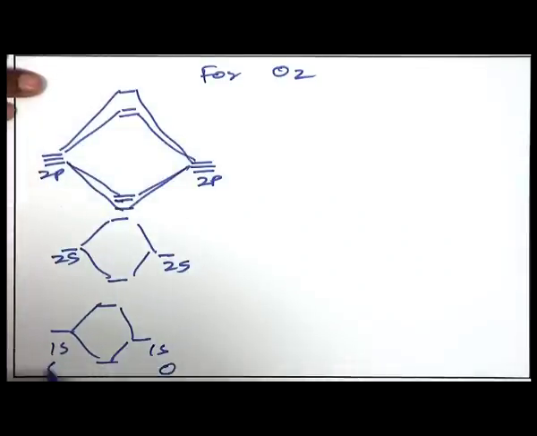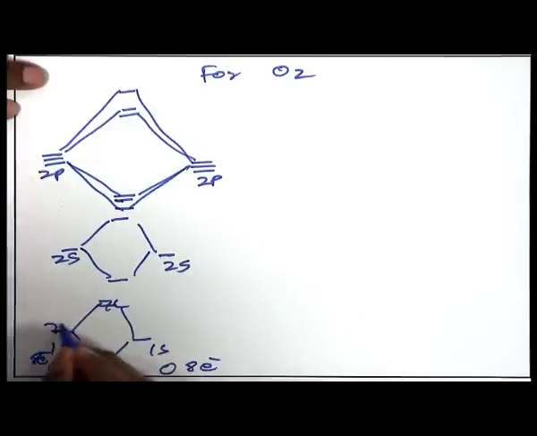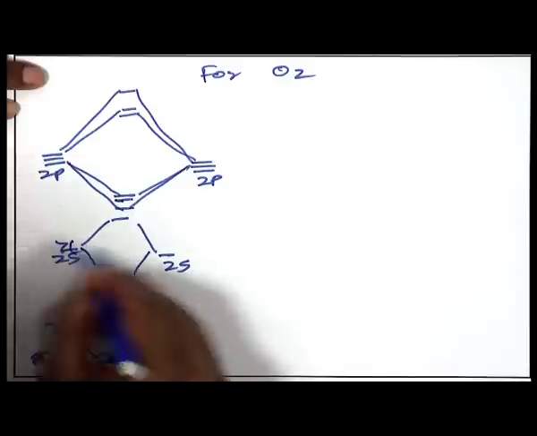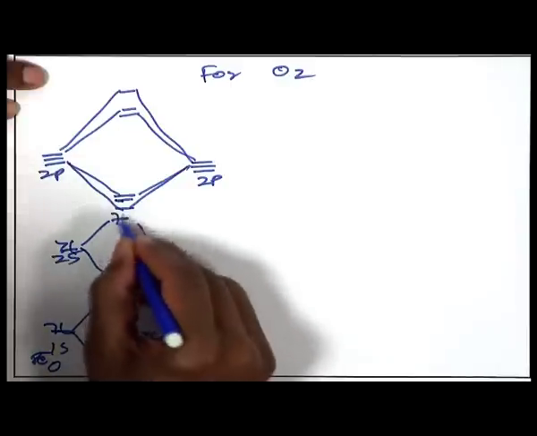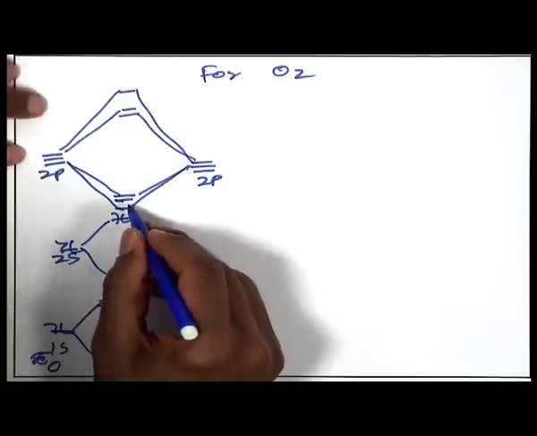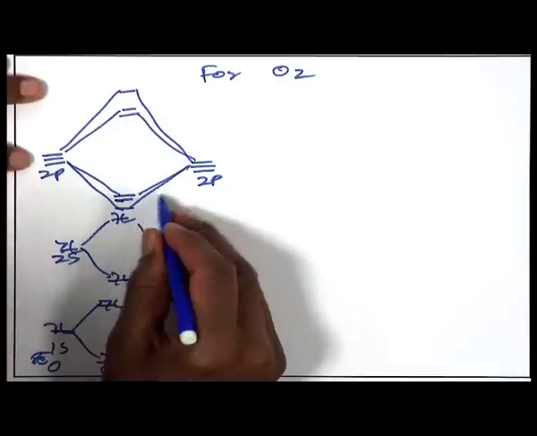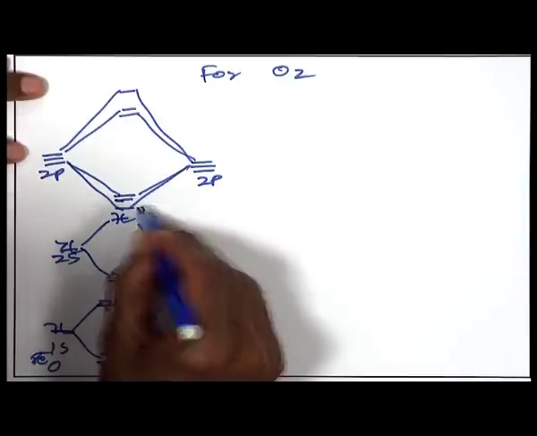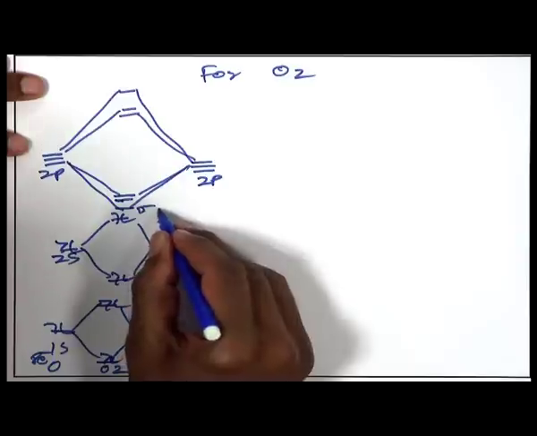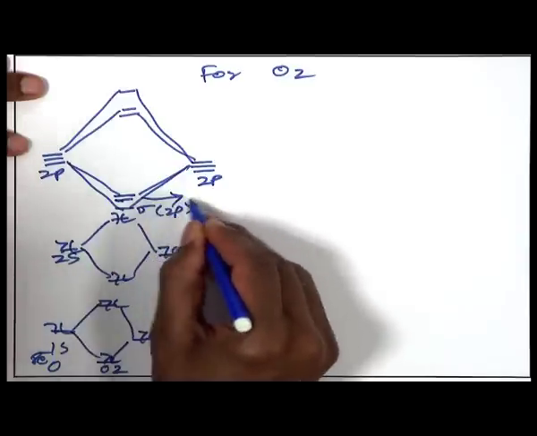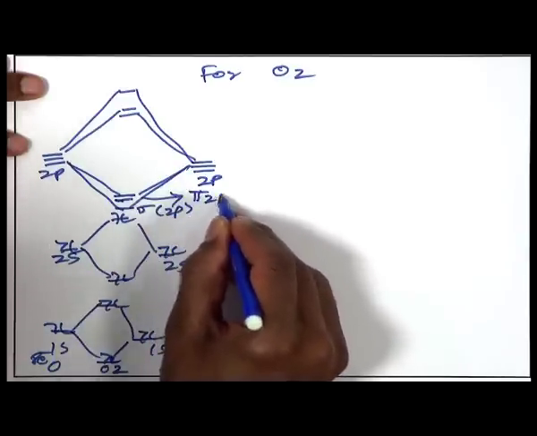Here is an O, here is an O, this is O2. Now, there are 8 electrons here and 8 electrons here, in total 16 electrons, 2 in each orbital. Now for the energy levels, the first orbital, when you come to here, is a sigma orbital formed by the 2p orbitals, and this is a pi orbital formed by the 2p orbitals.